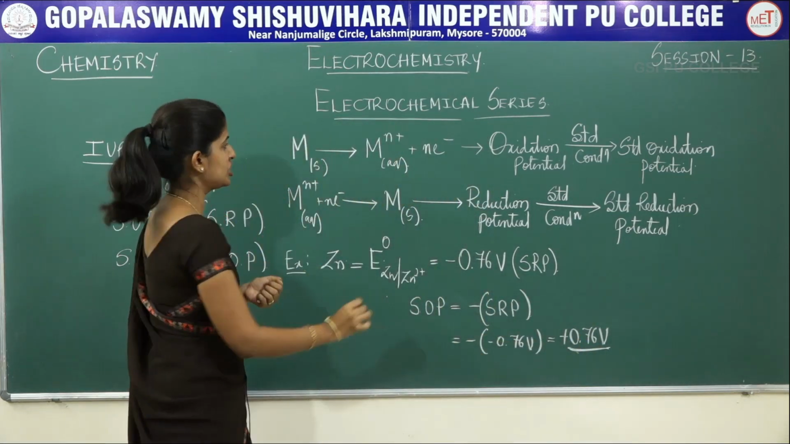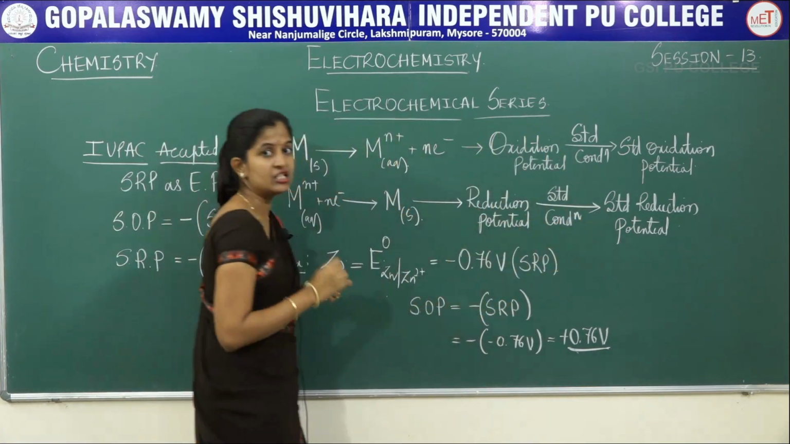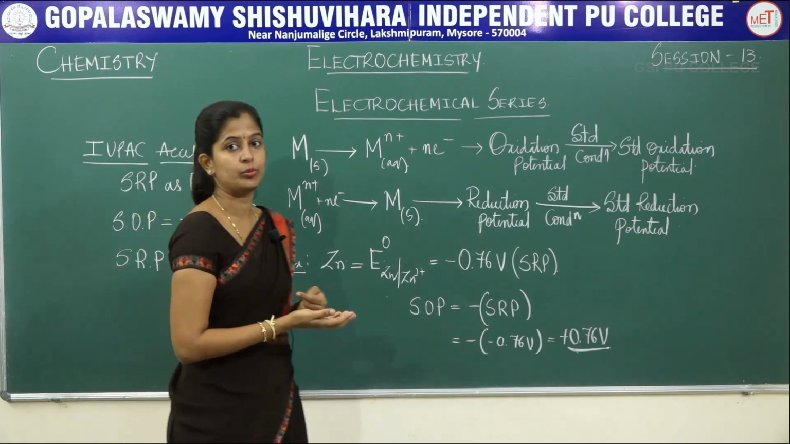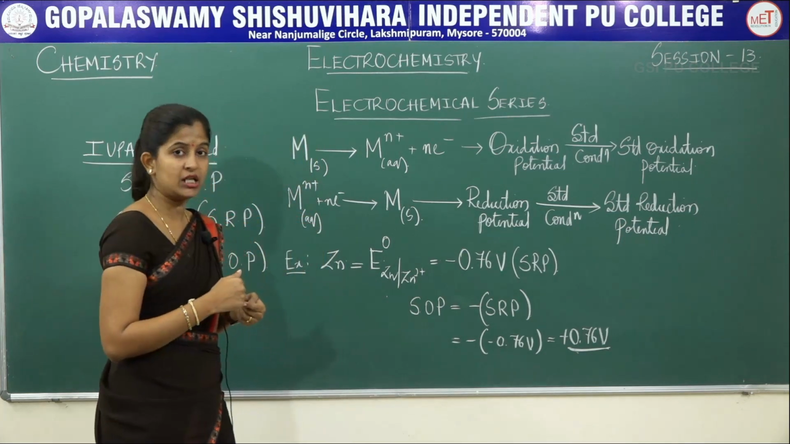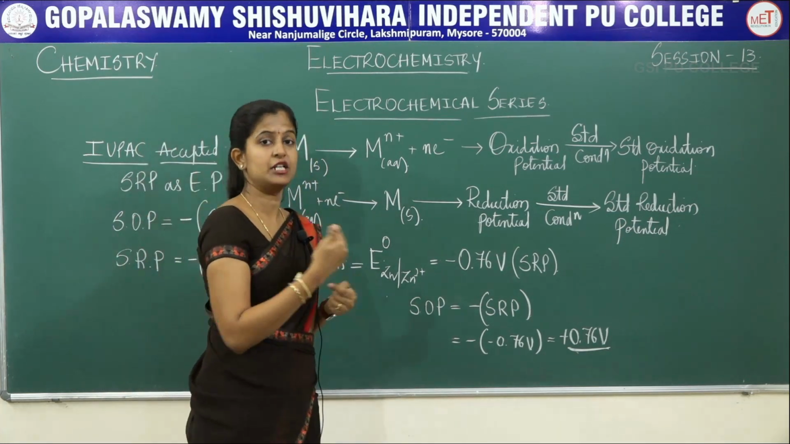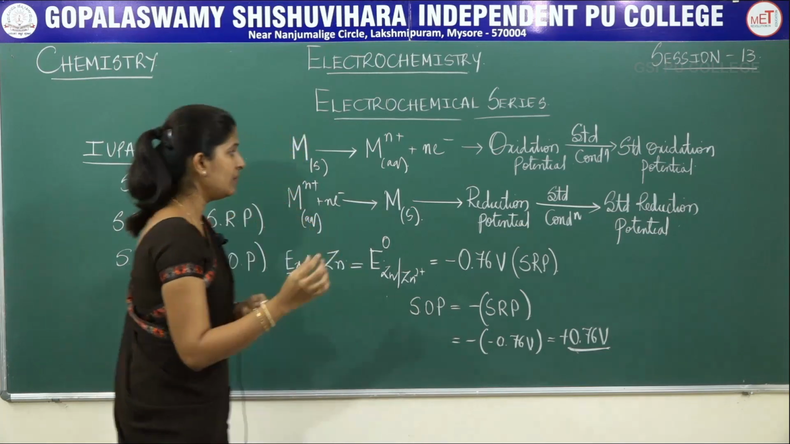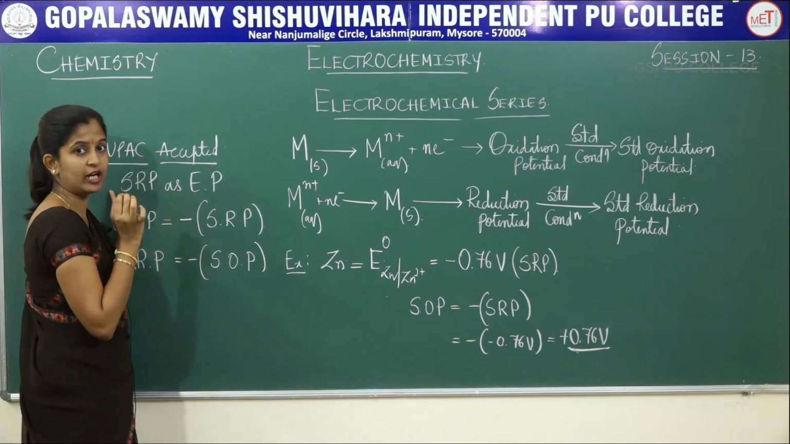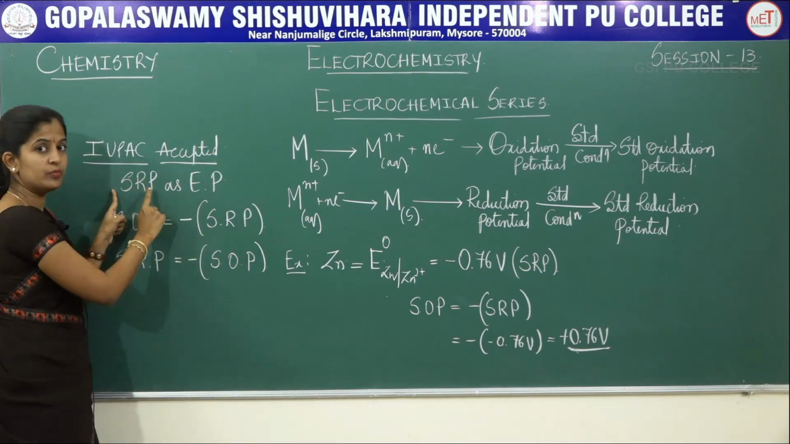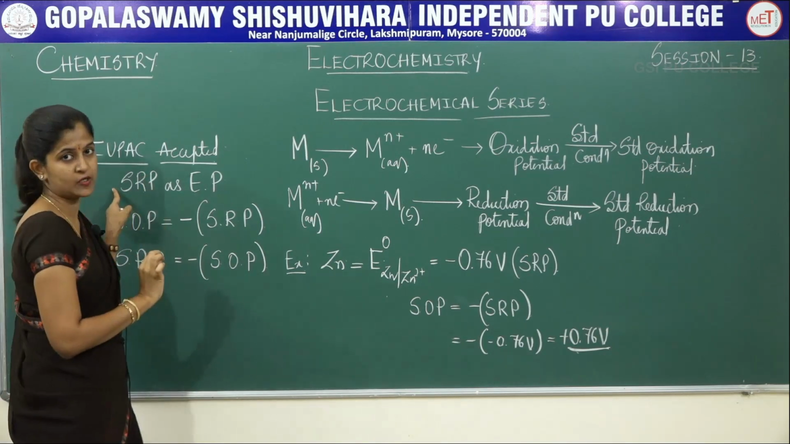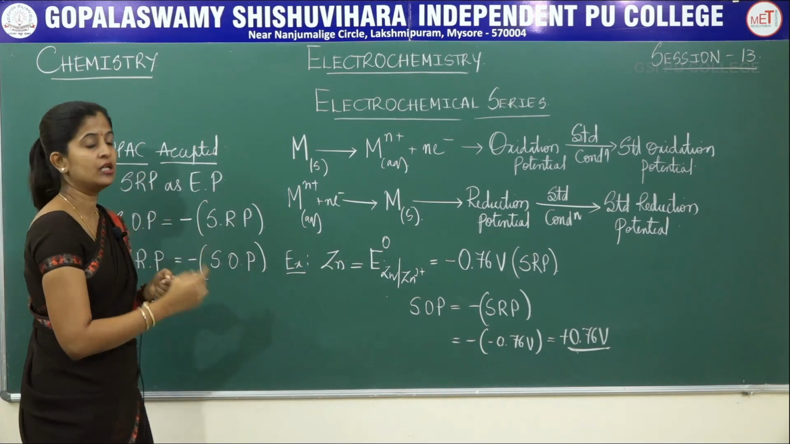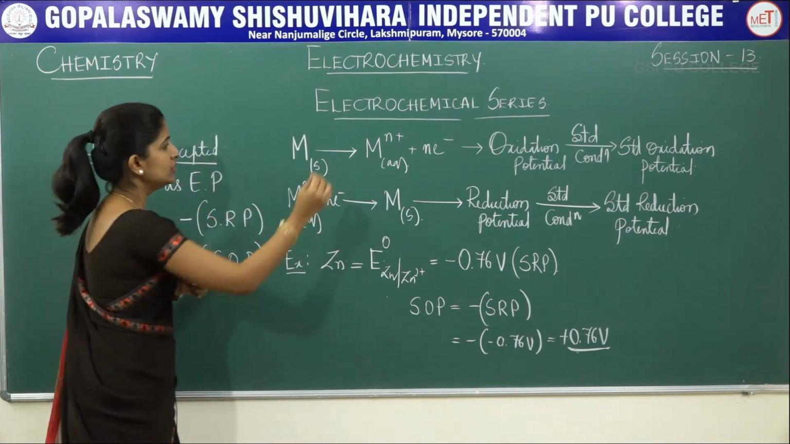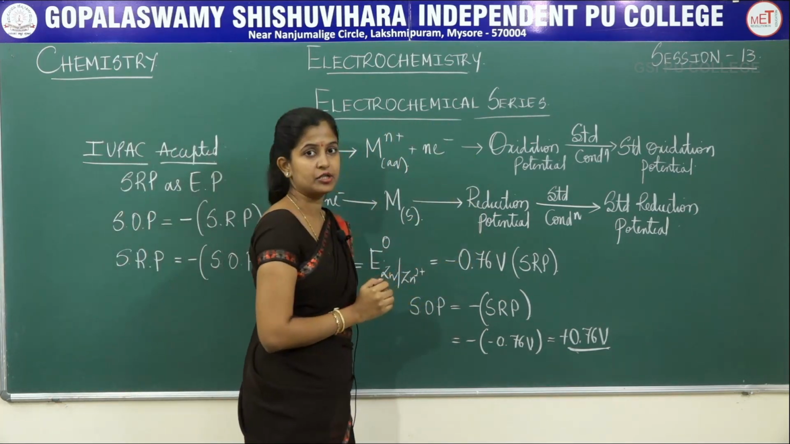So zinc has minus 0.76 volt of standard reduction potential, while its oxidation potential is plus 0.76 volt, which means the only variation between oxidation and reduction potential is the sign change. If one is negative, the other is positive with the same value. But remember, IUPAC accepted the standard reduction potential: wherever you see the electrode potential for an element, it will be the standard reduction potential. If it is mentioned as standard oxidation potential, do minus of that to get the standard reduction potential. So this is about the two things, standard oxidation potential and standard reduction potential.